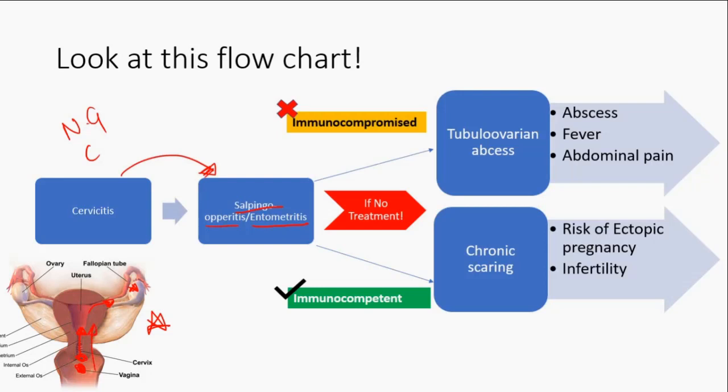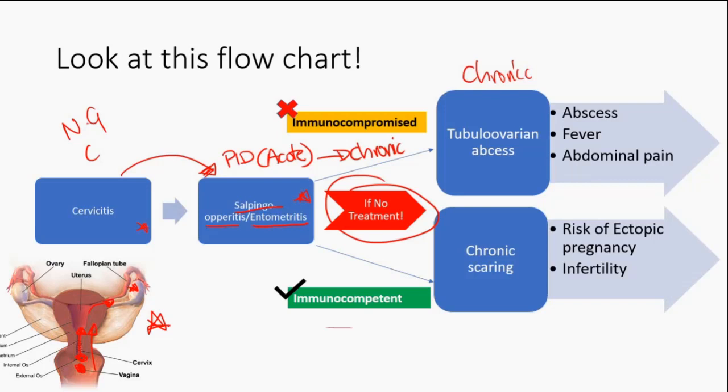And now this is where it gets important. If the patient is not treated for cervicitis or salpingo-urethritis, then what happens is that it takes the condition, an acute PID, and turns it into a chronic case. So the chronic cases are here: tubo-ovarian abscess or chronic scarring. These are the conditions that are chronic in PID. Now, which one it develops into will depend on the patient's immune system.